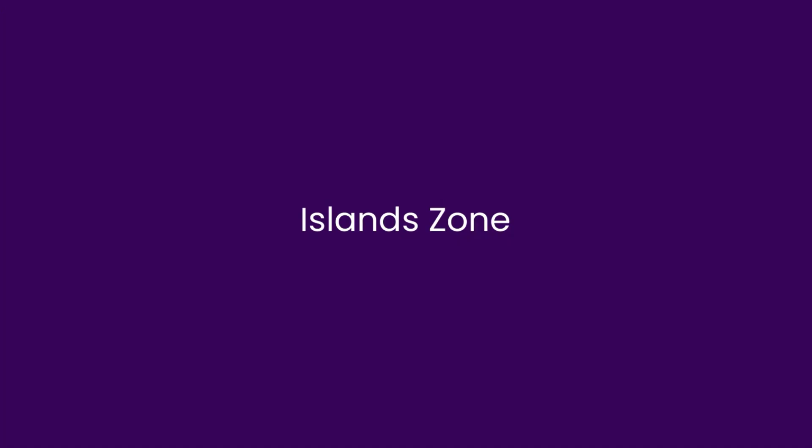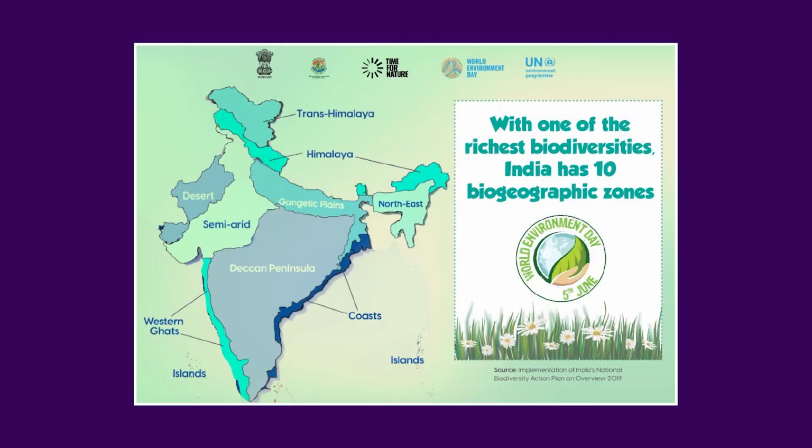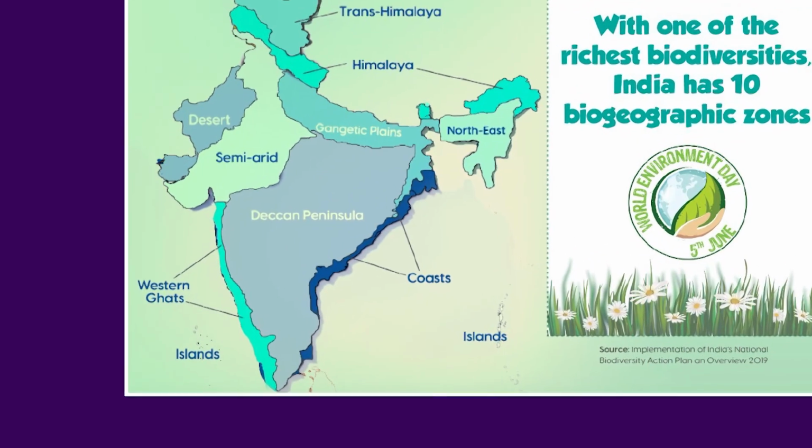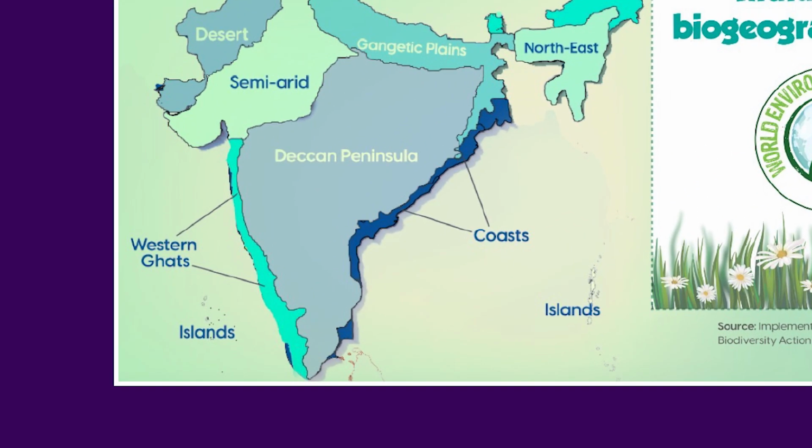Next one is the island zone. The island zone includes the Andaman and Nicobar Islands and the Lakshadweep Islands. These regions are known for their unique marine and terrestrial biodiversity, with many species found only in these isolated areas.